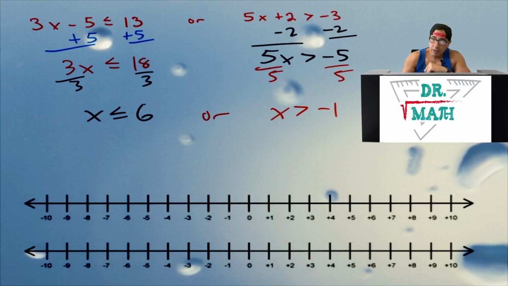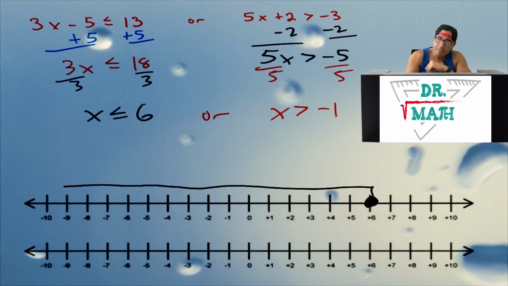So here we go. I'll do this first one in black. So x is less than or equal to 6. So I closed in my circle there. This other one I'll do in red. X is greater than -1. Open circle.